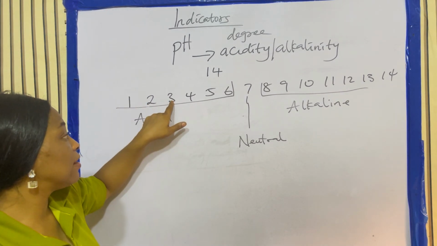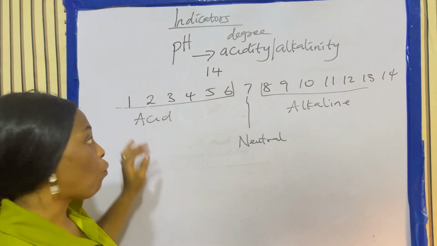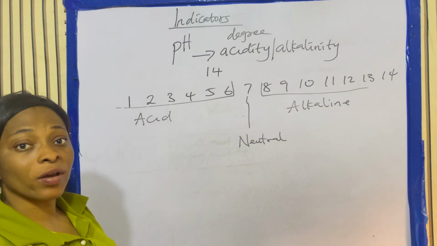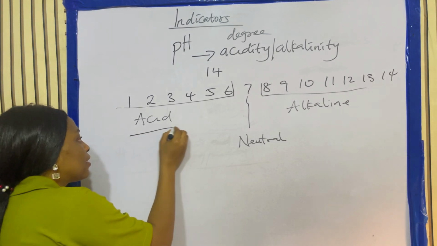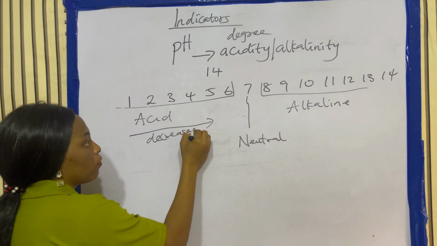2 is more acidic than 3. So between 1 and 6, which one is more acidic? 1 is more acidic. So you can say that the acidity decreases as you go. It decreases as you go.